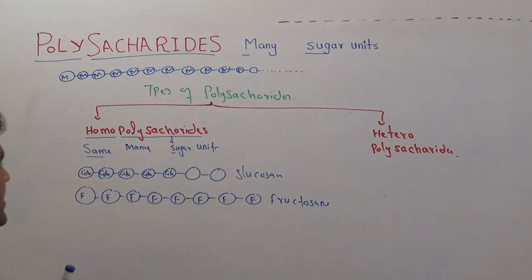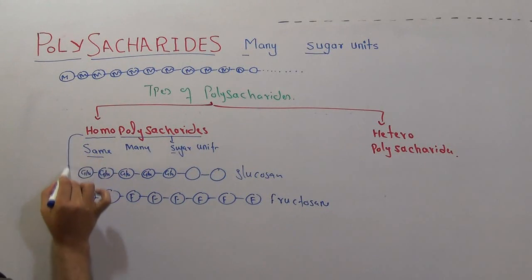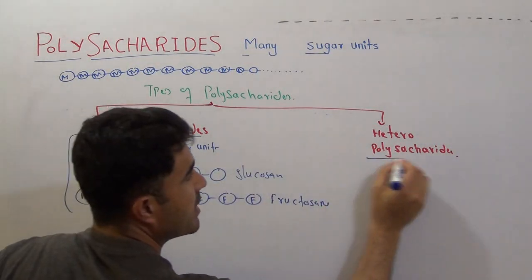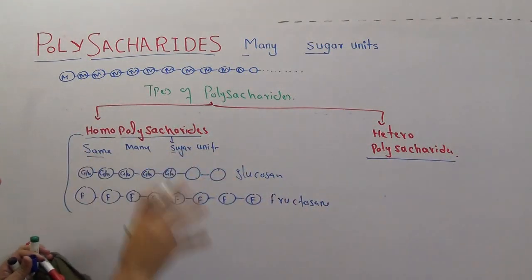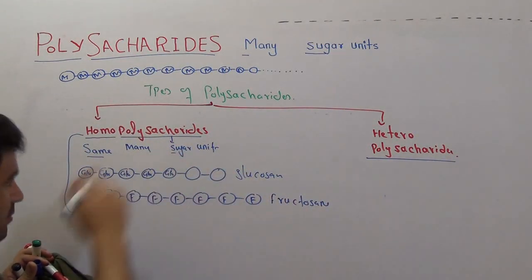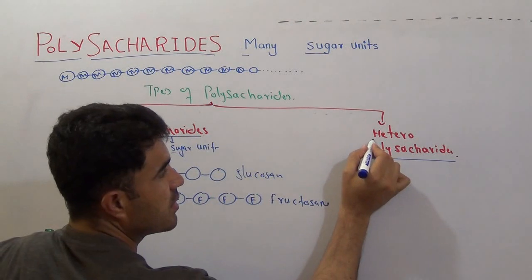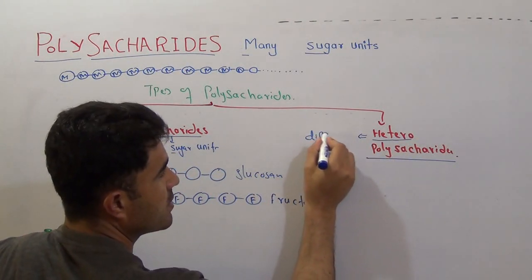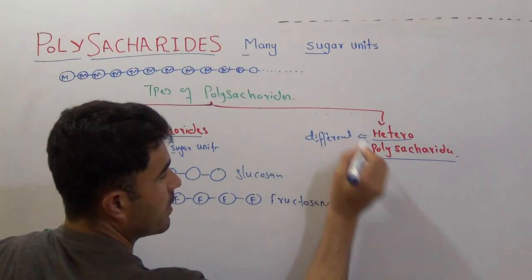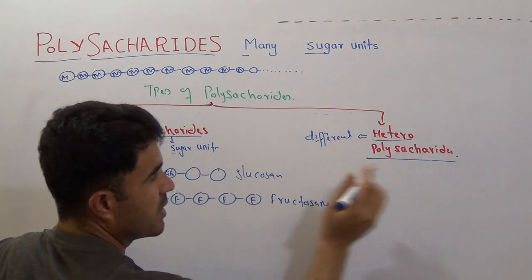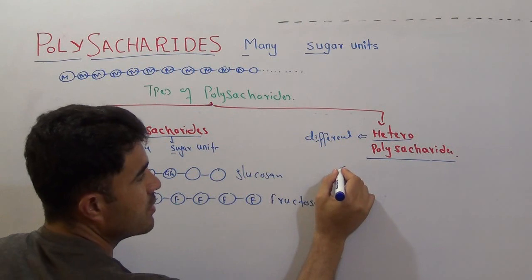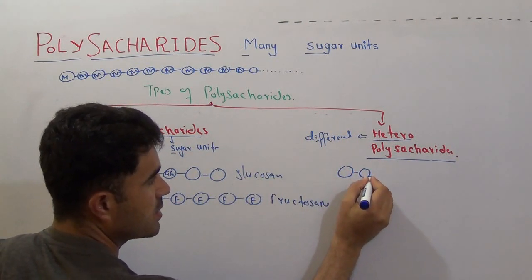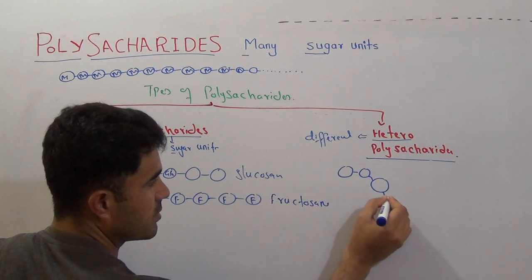Okay, so what are the examples of the homopolysaccharide? This was just a concept. Here we will give a slight touch to heteropolysaccharide, and then we'll come back. Hetero means different. Polysaccharide means many units. Now if there are many units, let's suppose this is one unit, this is another unit, this is third unit, that's fourth, and so on.